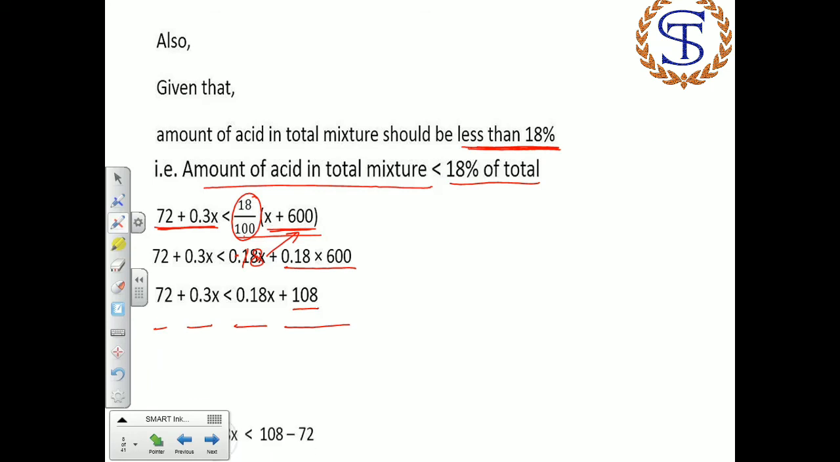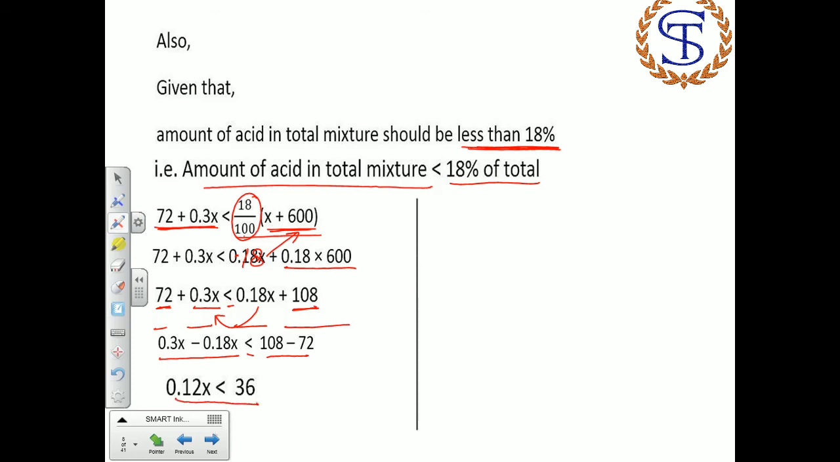Again on simplification, see, 0.3x minus 0.18x less than 108 minus 72. We will get 0.12x less than 36. And again on simplification of this, we will get the value of x, and this is the value of x.